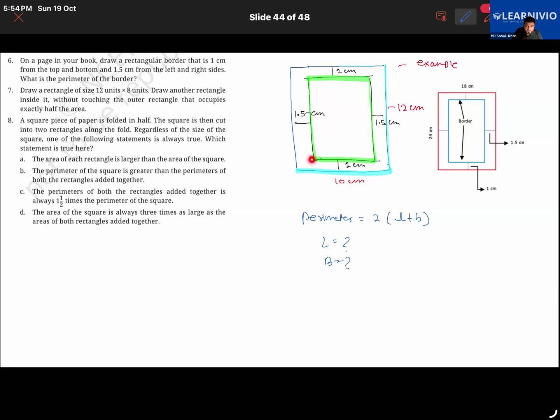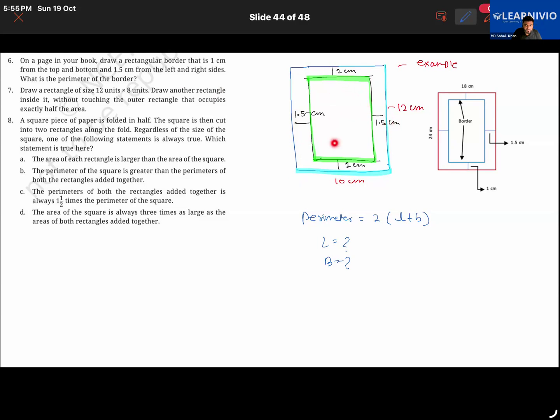No, no, no, no. That is not the length. Look over here. The question is saying that the border that has been drawn here is at a gap of 1 centimeter from the top. This is the top of the page, this is the bottom of the page, this is the left side of the page, that's the right side of the page.